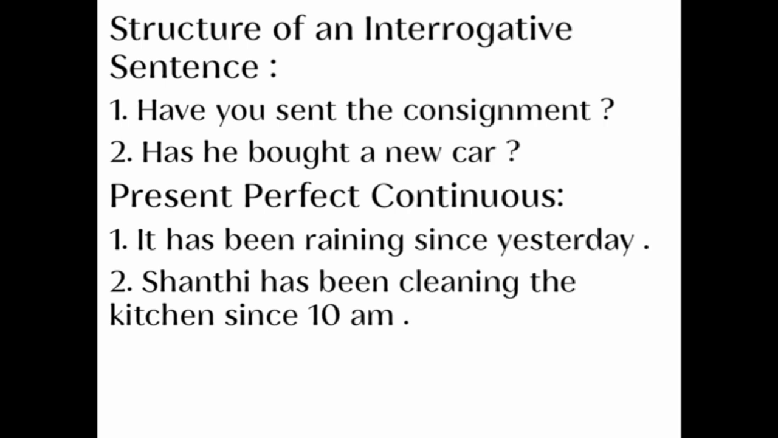Present perfect continuous. So present perfect continuous refers to actions that began in the past and continue in the present. It also shows when the action started or for how long it has continued. Structure of a present perfect continuous tense is subject plus auxiliary verb, has been or have been, plus present participle, the basic form of the verb plus ing, plus time reference.